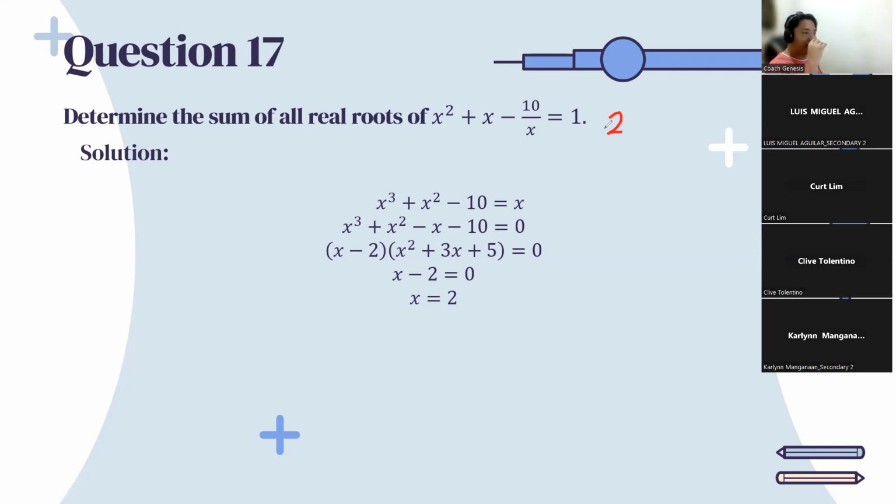But sir, if I were to use Vieta's formula, why is it not equal to negative 1? Right? Okay, so Vieta's formula gets the sum of all roots, real or imaginary. It will get the sum of all roots. So that is Vieta's formula. In this one, it only asks for the sum of all real roots. So you need to be careful with that. Okay.